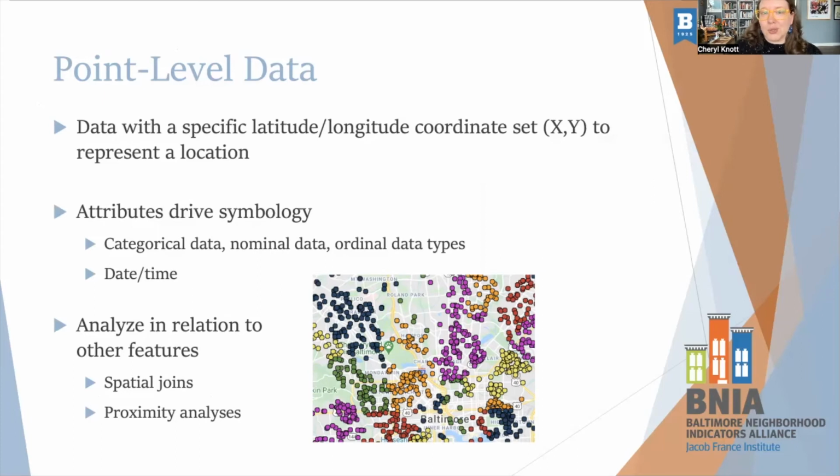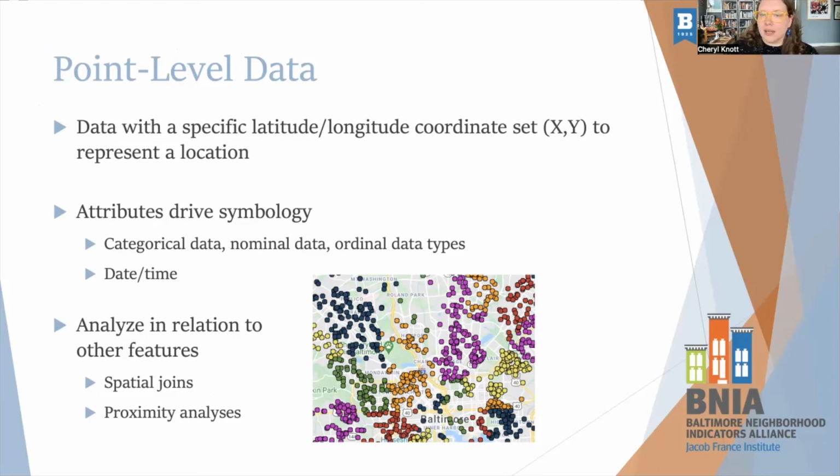So with this geocoding process, we now have a point level data set. There are a lot of point level data sets that have already been processed that are available on open data portals for you to use. And so these point level data sets have that very specific latitude, longitude coordinate set to represent locations. Some examples of point level data that the Baltimore Neighborhood Indicators Alliance uses would be locations of vacant properties or locations of violent crimes, for instance, locations of households with Enoch Pratt library cards.